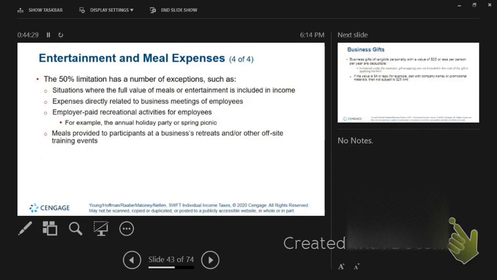And then there are a few exceptions. Situations where the full value of the meal is included in income. Expenses directly related to business meetings of employees, so if they can tie it. A lot of times that's meals brought in-house. Employee-related recreational activities for employees, like a holiday party or a company picnic, and meals provided for retreats or off-site training. So those can still be taken care of. It's a little easier to show that there is a direct tie-in when you have something in those situations.